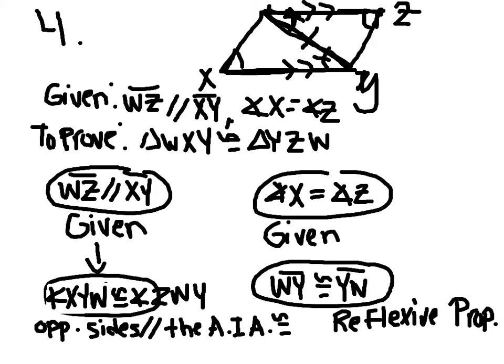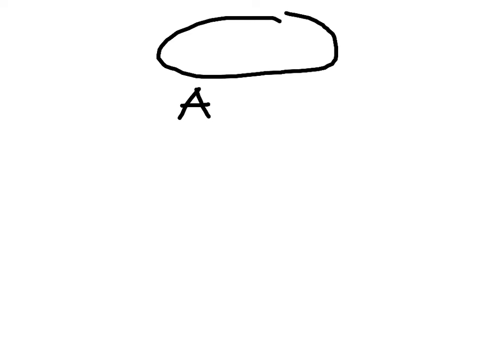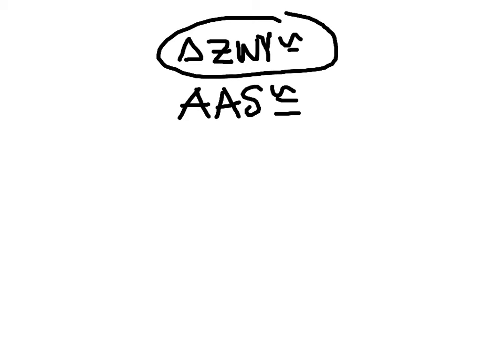And have I answered the proof? Yes, I have. So on the next slide, you can see this right here. The last thing that we have in our flow chart is angle, side congruent, and we have triangle ZWY is congruent to triangle XYW.